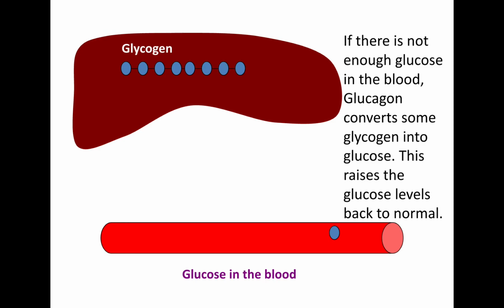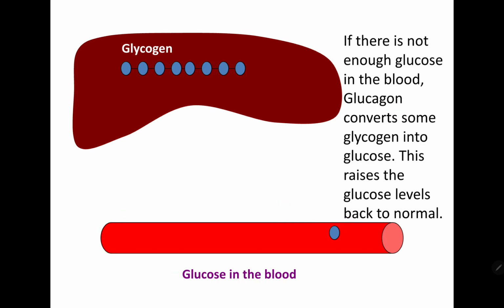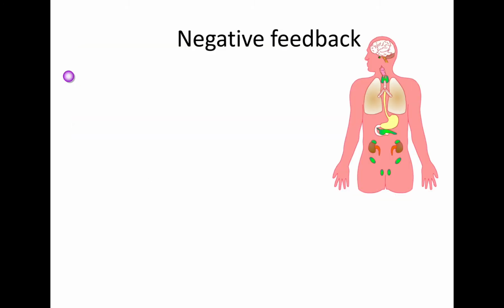On the other hand, if glucose levels are too low, glucagon is involved. Glucagon can actually convert glycogen within the liver back into glucose. So in this example, our blood has low levels of glucose. Glucagon converts some of the glycogen in the liver back into glucose, which can be used for respiration in the body. Now, this is an example of negative feedback.